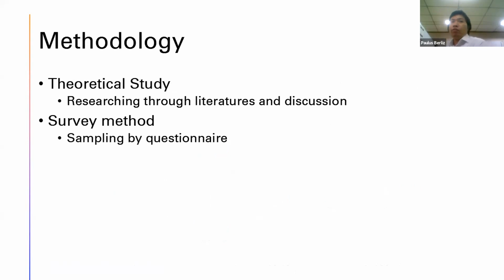Now, about the methodology we use, there are two kinds: theoretical study, in which we research through literature we find about the same subject as our research, and we also do some discussions. And about the software methods, we also use sampling by questionnaire.